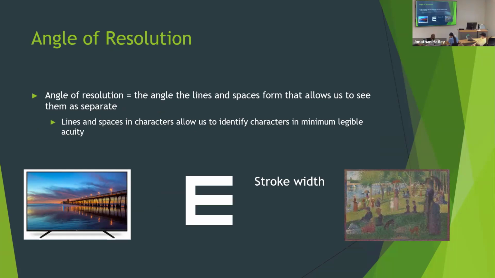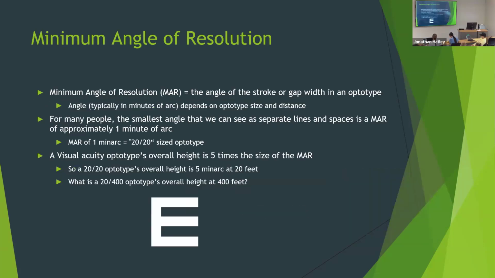Now, these lines and spaces are what allow us to see the letter as separate. You can see here that we have different letters, and you don't really think about the optotypes much, but the actual makeup of the letter is such that the width of the bar and the width of the spaces subtend 1 minute of arc apiece. And so the overall size of the letter, in this case, is 5 minutes of arc.